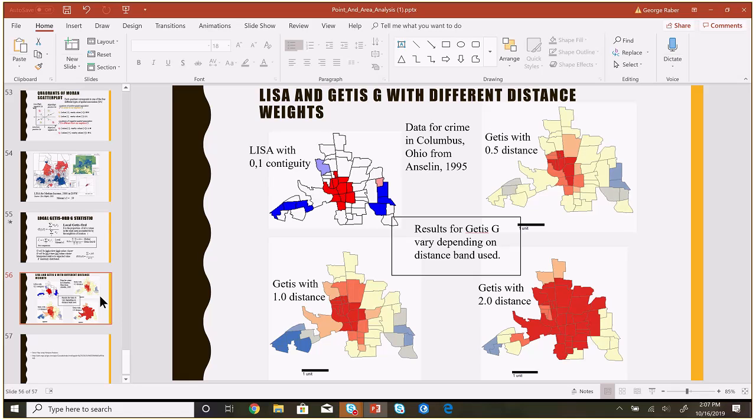So here's just an example of different outputs you could get using these different tools. So here's Getis run 2 different times, one using 1 as a distance and one using 2 as a distance. Here's Getis with a half, 0.5 as a distance. And that looks pretty similar to the high-low clustering.